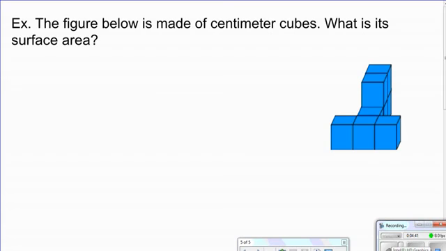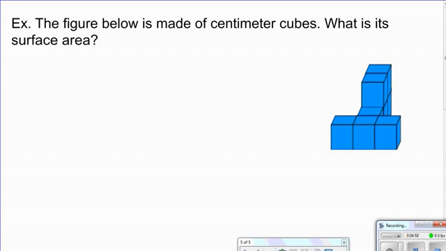Okay, so this last example I'm going to leave you with. It's been a long 2 videos. This one's a little bit shorter. What I want you to do is think about, if these were the Linky cubes, what is the surface area that is shown.